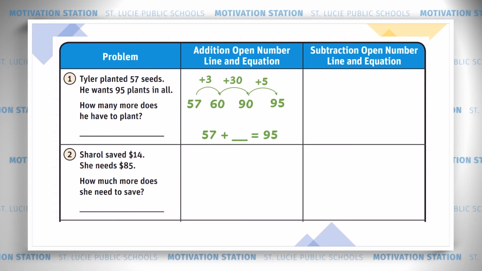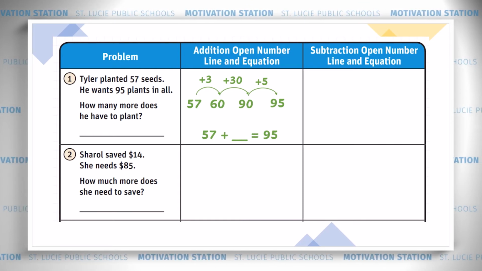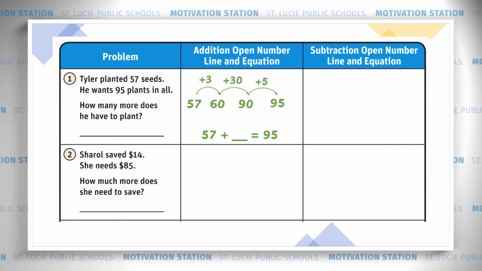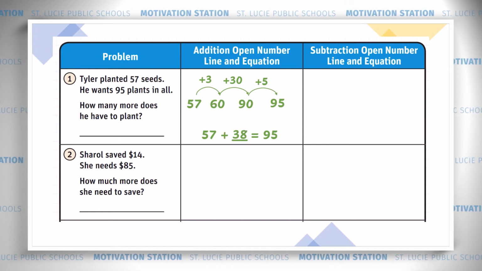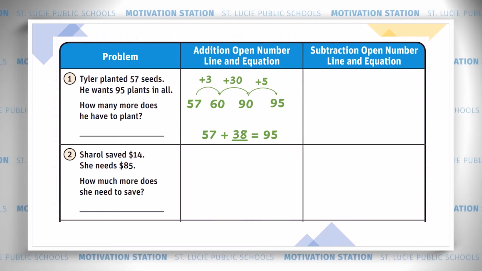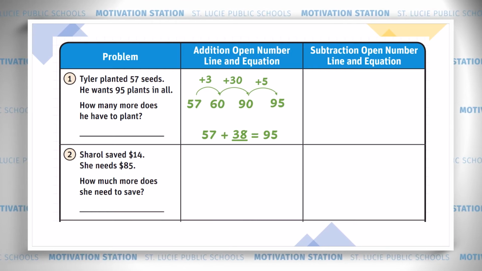To solve this equation, I need to add up my 3 jumps. 30 plus 3 plus 5. Well, 3 plus 5 is 8. 30 plus 8 is 38. Go ahead and write all that down now so that you're ready for our subtraction open number line and equation.